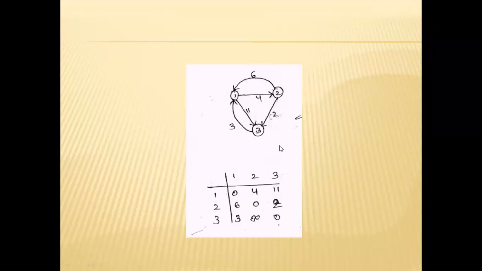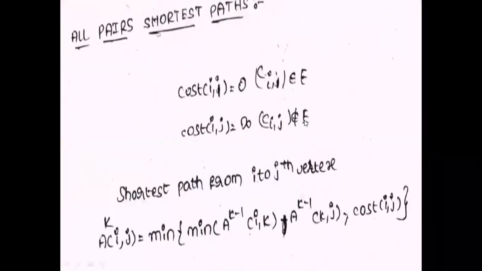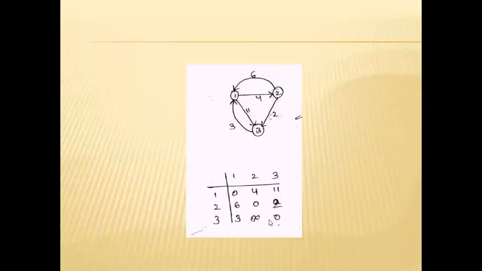Next, there is no edge present from 3 to 2. As already discussed, if the edge is not present in the graph, it is represented by infinity. 3 to 3 means i equals j, so it is represented by 0. So by using the same procedure in the algorithm, i to i is 0, an edge not present in the graph is represented by infinity, and if the edge is present in the graph, it is represented by its particular cost: 4, 11, 6, 2, 3.